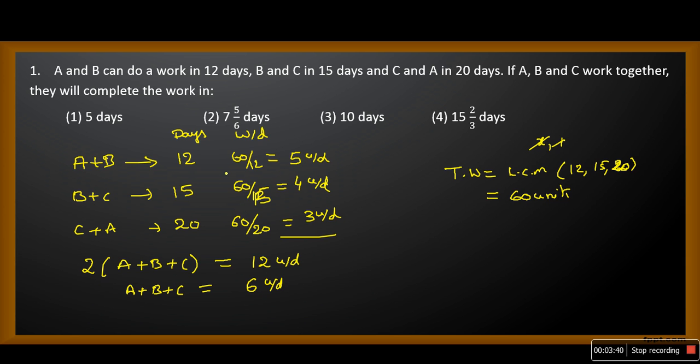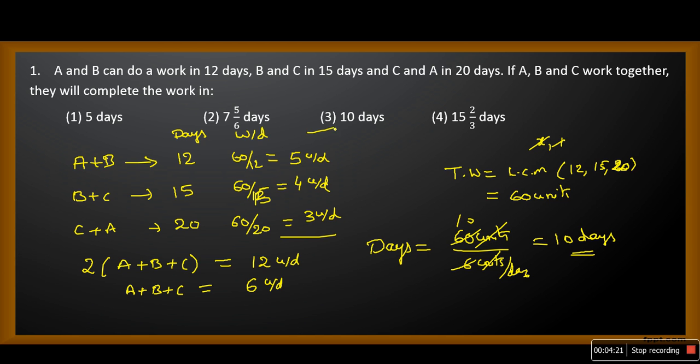Now, what is the question asking us to find? If A, B and C work together, they will complete the work in. So, we have to find the days. Number of days required is equivalent to total work, 60 units, divided by A, B and C together doing how many units per day? 6 units per day. Units and units will cancel. 6 ones are 6, 6 tens are 60. So, you will get 10 days. If all 3 work together, they can complete the work in 10 days. So, the answer is option 3.